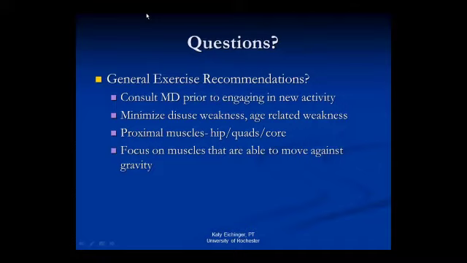So the goals of exercise are really to minimize what I would consider as disuse atrophy. We know that there is weakness in individuals with CMT because of a disease process. But we can also have weakness because of inactivity or disuse of muscles. So we call that disuse weakness. We also, unfortunately, have age-related weakness. So weakness that occurs just because we're getting older.